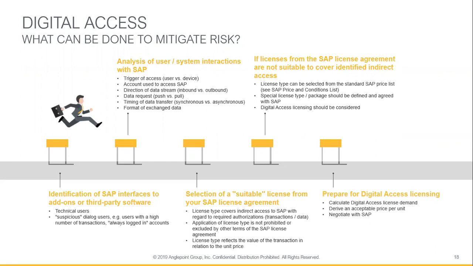So that usually entails figuring out how many documents are in your system at this point, using any of the notes that SAP has right now to see what sort of demand you might have, deriving acceptable price per unit figures, and then negotiate with SAP. Figure out, what is the best way for you to go about licensing these interfaces with SAP.